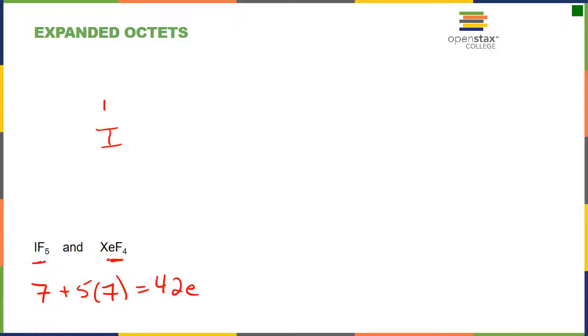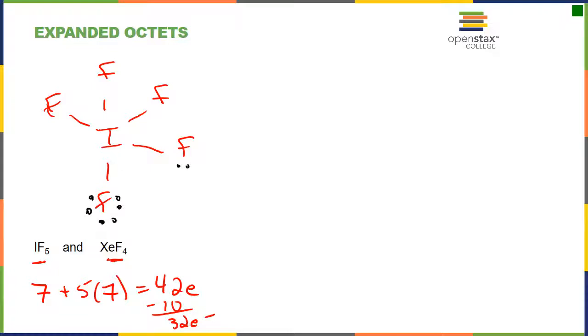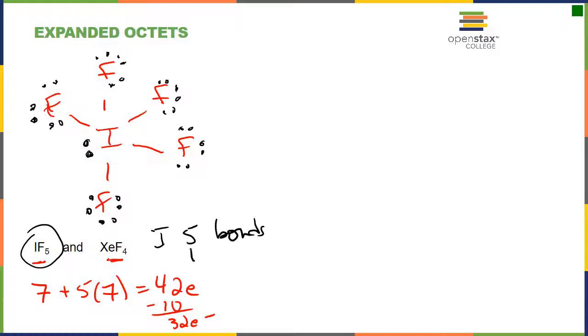Iodine's in the middle. We're going to put the fluorines around it. I've got 5 bonds, so I'm going to subtract a total of 10 electrons, giving me 32 electrons left over. I'm going to start by putting them on the fluorines: 2, 4, 6, 8, 10, 12, 14, 16, 18, 20, 22, 24, 26, 28, 30. Okay, which is 30. Well, I have 32 total. I can't put any more on the fluorines. The fluorine is never going to have an expanded octet, so the remaining have to go around the iodine. In this case, in the IF5, iodine has 5 bonds and 1 lone pair.